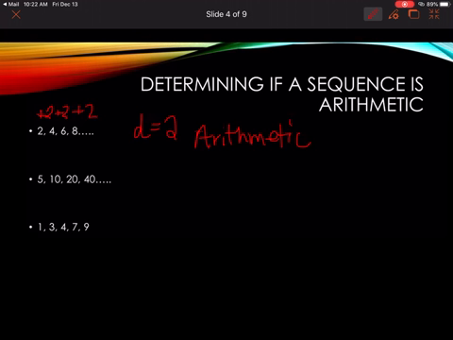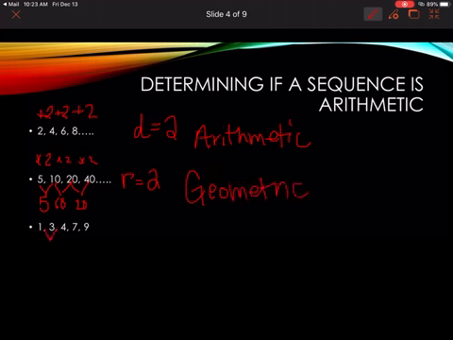Now, this one goes up by 5, and then it goes up by 10, and then it goes up by 20. If I look at that, this is actually saying times 2 every time. So this one is not arithmetic. My common ratio is 2 because that's what I'm multiplying by. This one is geometric. Here, this goes up by 2, then by 1, then by 3, then by 2. So there is not a pattern here, so this one is neither.